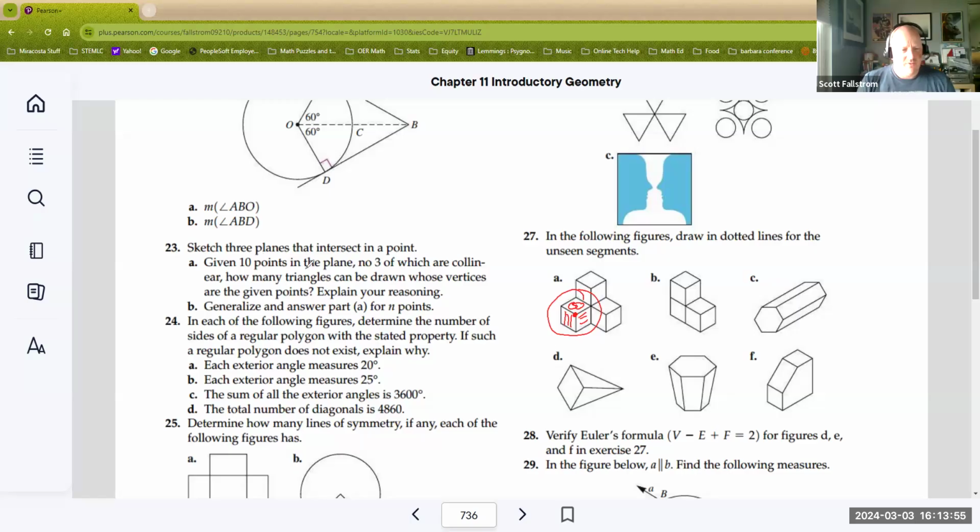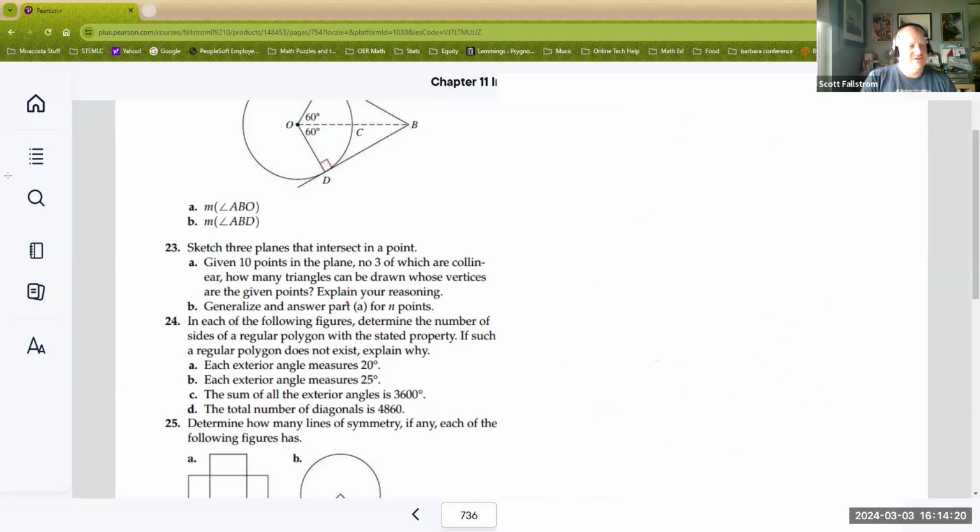Okay, given 10 points in the plane, no 3 of which are collinear. Got it. How many triangles can be drawn whose vertices are the given points? So, 10 points, no 3 of which are collinear. That's the big part right there. Honestly, if I saw this question on a test, I probably would not do that question as the first step. I'd probably start a little bit smaller.